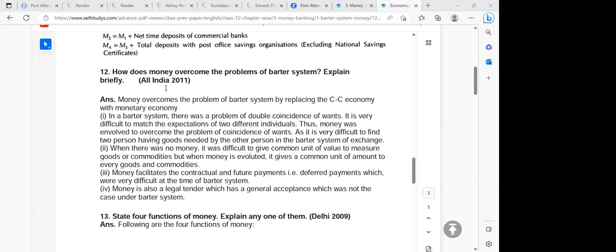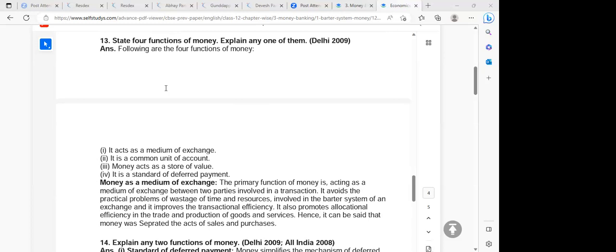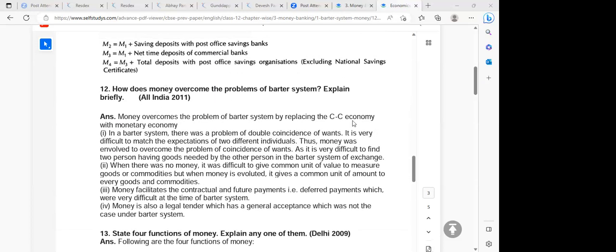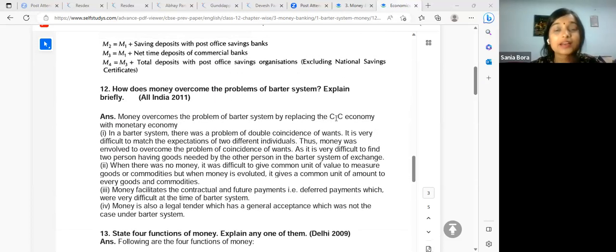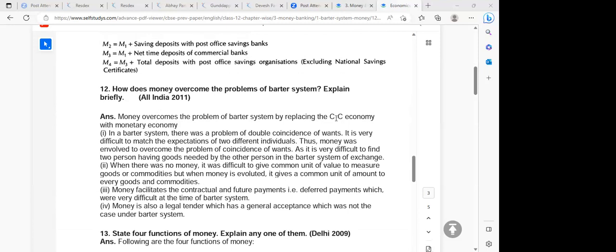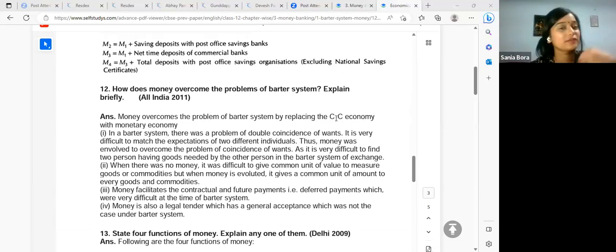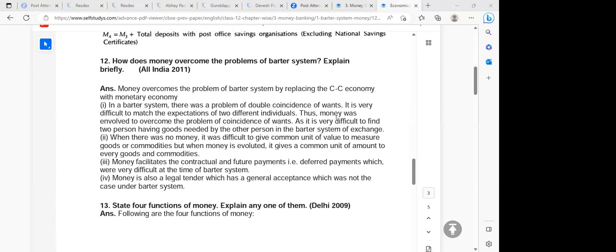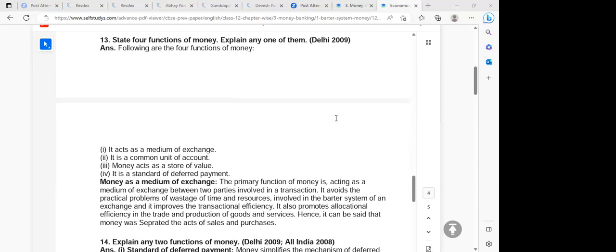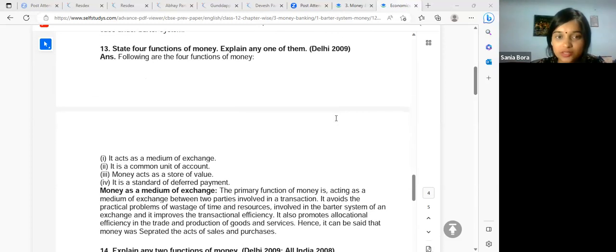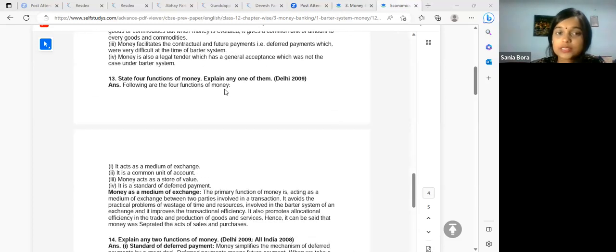Ma'am, what is CC economy? CC is basically commodity to commodity. Earlier, if you were selling apples, I would give you coconuts, right? So commodity in place of commodity. Now these are the functions of money. You can give it a reading so that it will be a revision for you. State 4 functions of money. Explain any one of them. It's totally your choice.